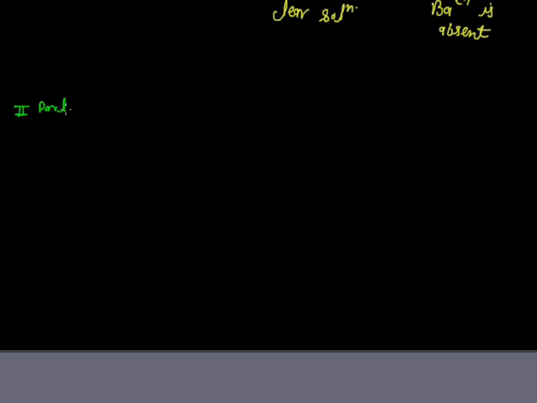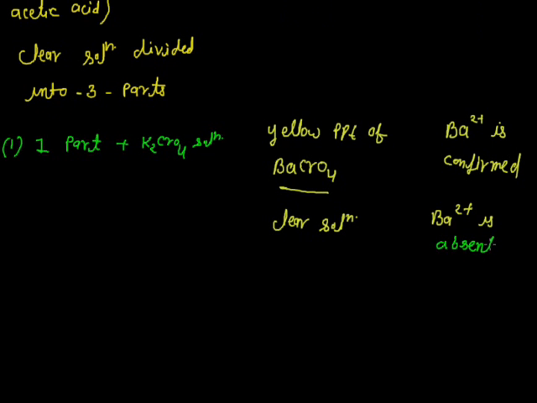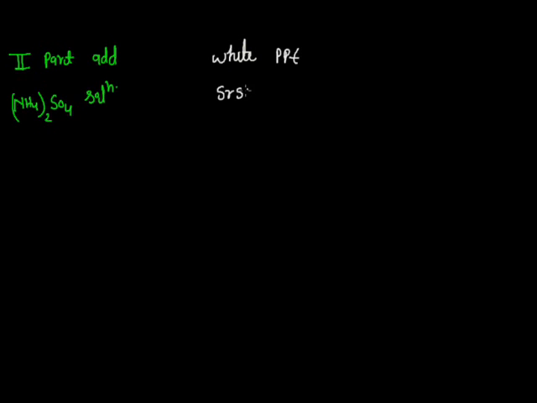Now we are using the second part, add ammonium sulfate solution. Here again there are two possibilities. If we get a white precipitate, it is due to strontium sulfate. So we can say that our salt contains Sr plus 2. It means Sr plus 2 is confirmed.